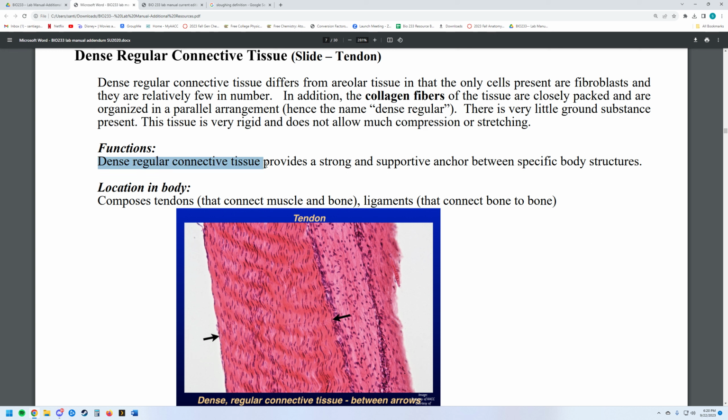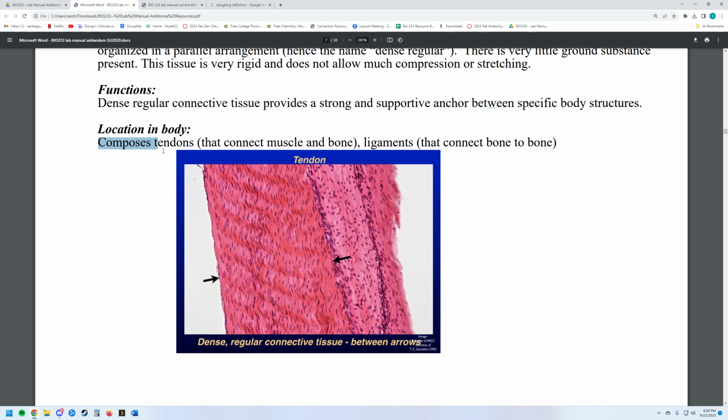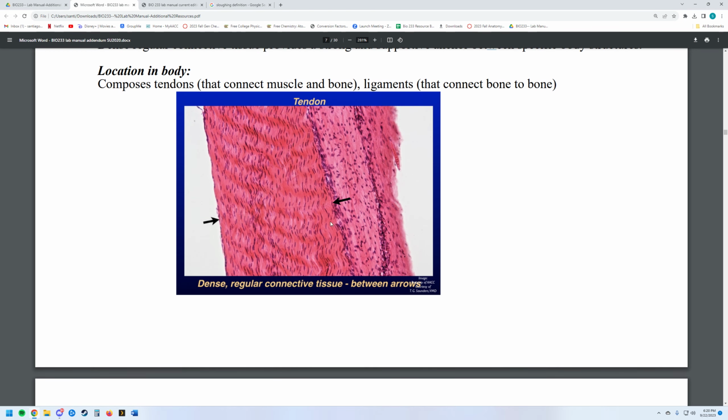Functions: dense regular connective tissue provides a strong and supportive anchor between specific body structures. Locations, it composes tendons that connects muscle to bone and ligaments which connects bone to bone. Those are the two major ones. So tendons are from muscle to bone and ligaments are going to be from bone to bone. So it's dense between these arrows, yeah. And I guess the regular is just like they're all going the same direction.